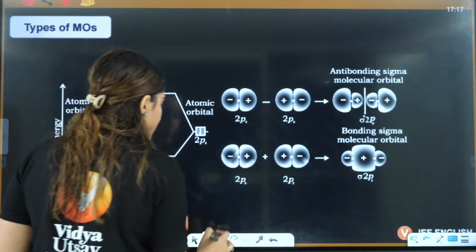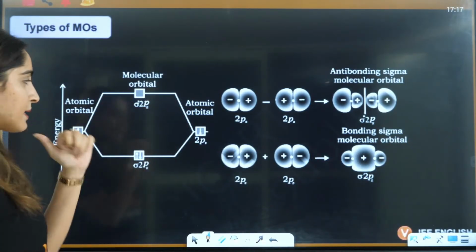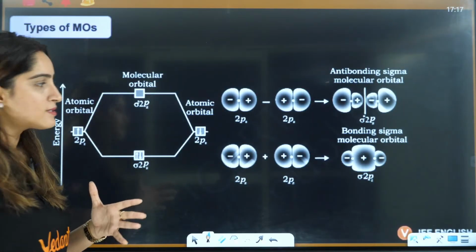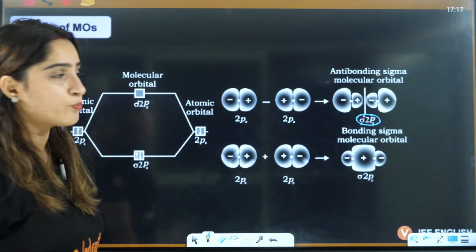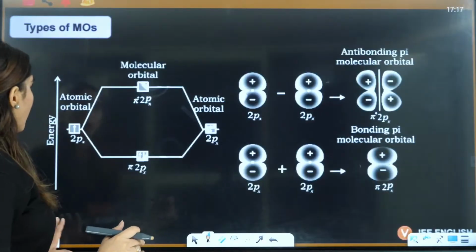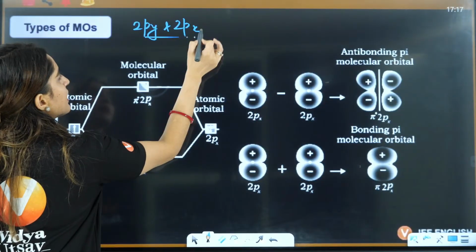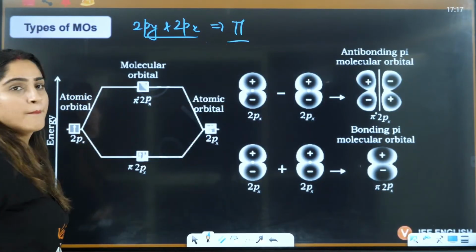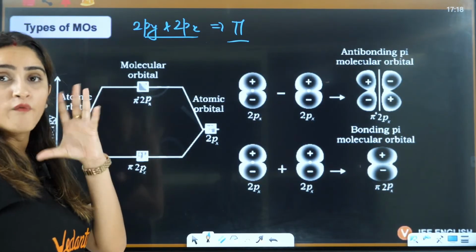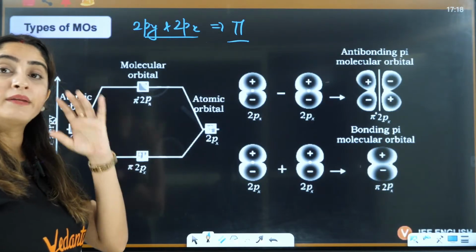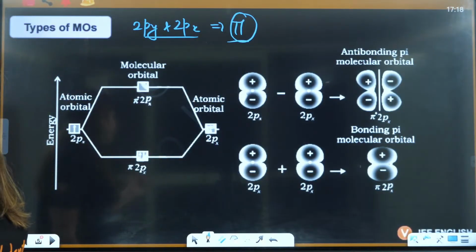You have to remember that when we talk about the z orbital, the pz axis, sigma 2pz and sigma star 2pz are formed. But when we talk about 2py and 2px, in that case pi is formed. When 2py and 2px atomic orbitals are overlapped, the molecular orbitals formed are pi. With 2pz it will be sigma.